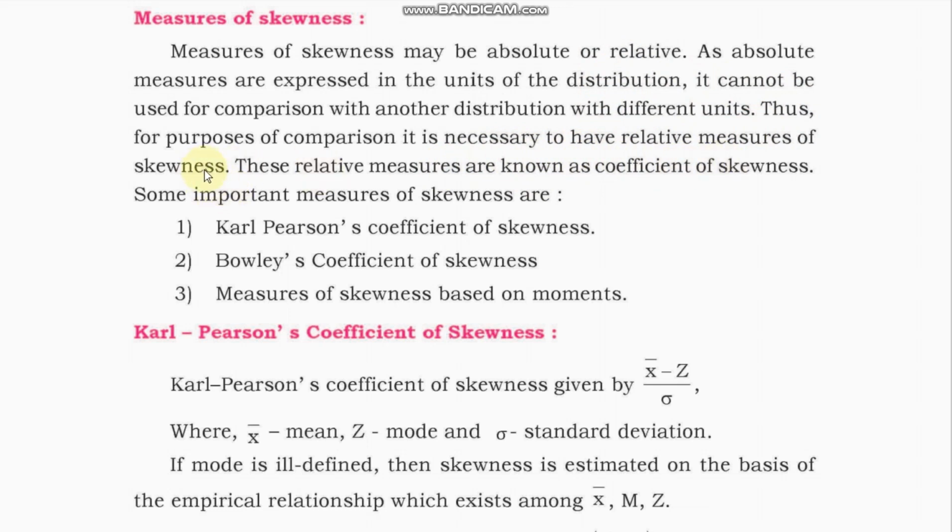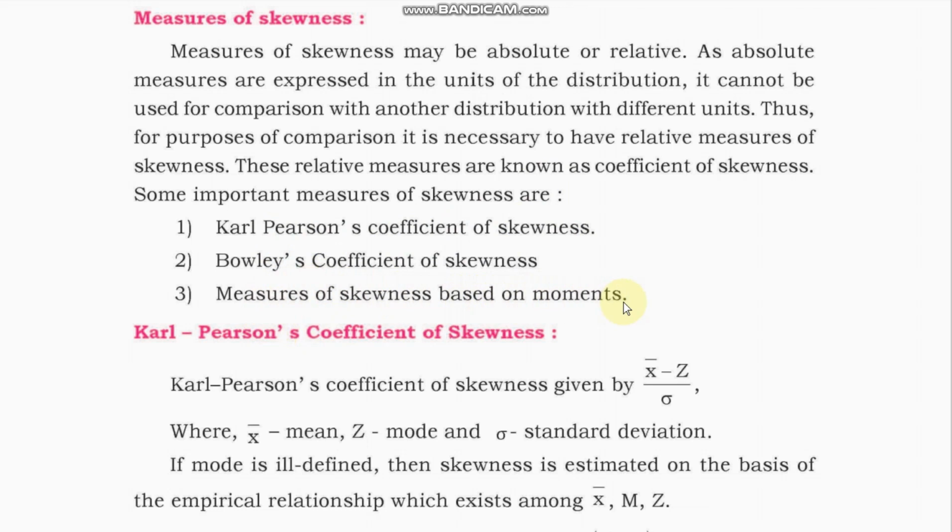So for comparison of two distributions, we need them to be free of units. That is, it should be expressed in terms of percentages or ratios. So we go for relative measures of skewness. These relative measures are called coefficients of skewness. Some of the important measures of skewness are Karl Pearson's coefficient of skewness, Bowley's coefficient of skewness, and measures of skewness based on moments. So for relative measures, we have three formulae here.